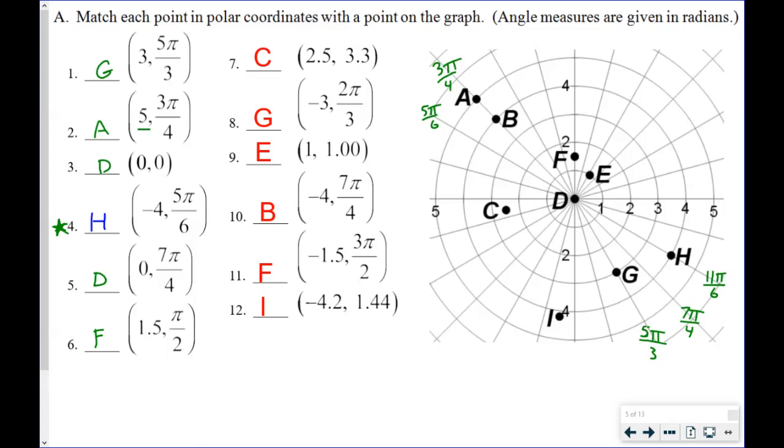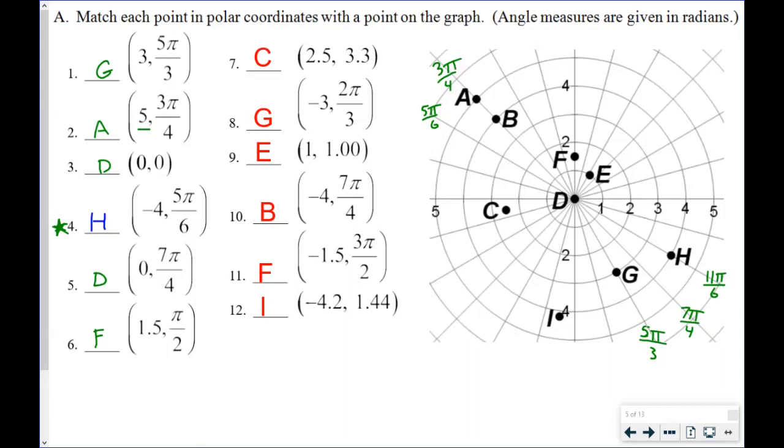Number 9 is very similar to 7, 1 radian, right? Now pi over 2, let me do that in my calculator. Pi over 2 is 1.57. So 1 radian is going to be less than pi over 2. We're going to be in the first quadrant there. There's only one point that sits in the first quadrant, and that point is also 1 unit away from the origin or the pole. That's point E.